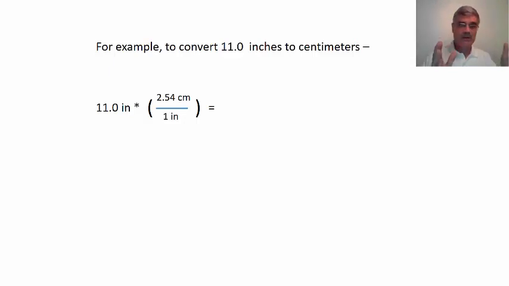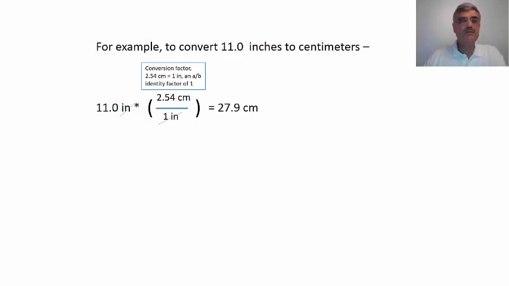Well, you multiply that 11 inches by one of these conversion factors. 2.54 centimeters equals 1 inch. I think I can remember that one. So I set up this conversion factor so that the inches is in the denominator, so it'll cancel out, and the unit I want to end up with, centimeters, is in the numerator, giving me the product of 27.9 centimeters. See, that's all it is.